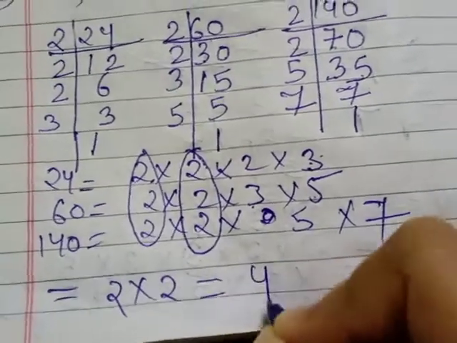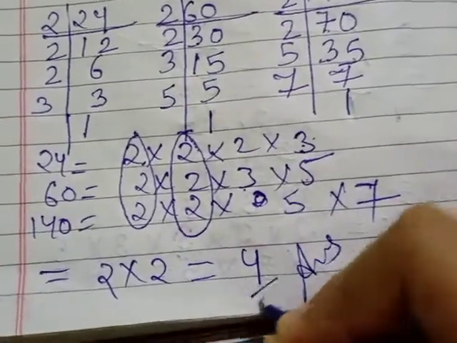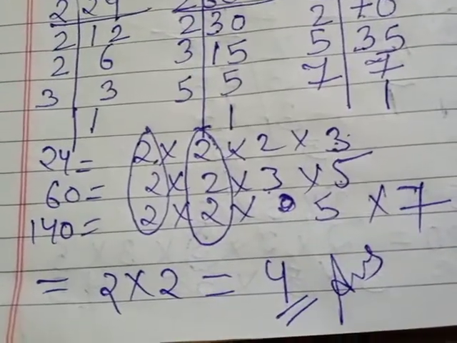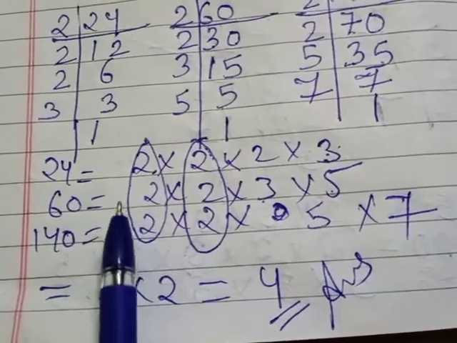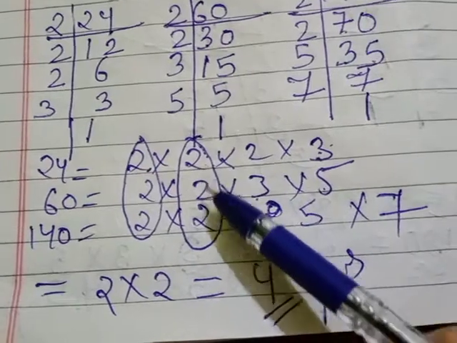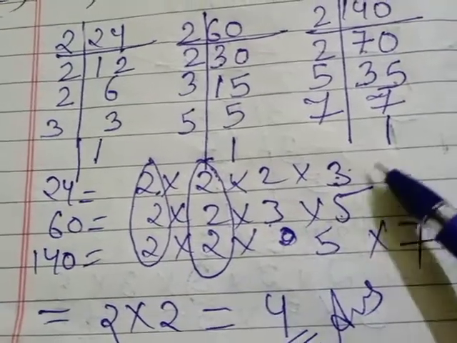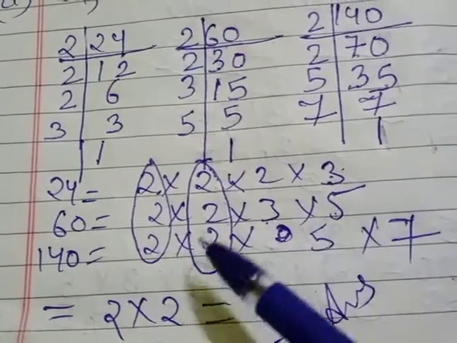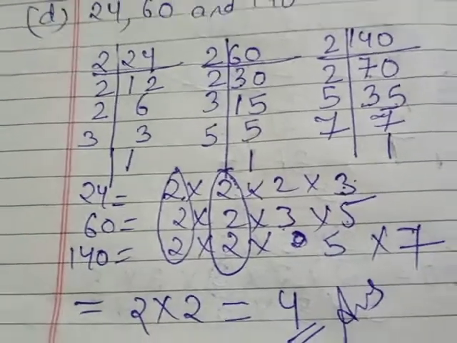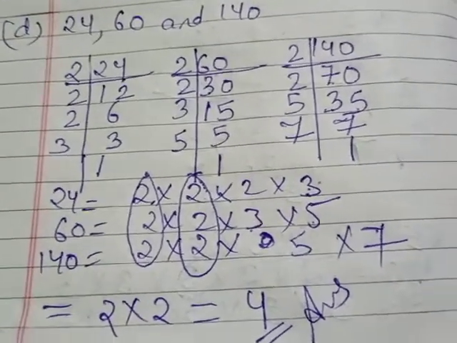Then 2 2s are 4, which is your HCF. Why have I taken only 2 and 2? Because 2 is the only number which is there in all three of them. When we have factors only in 2 numbers, not in the third one, then it will not be considered a common prime factor.